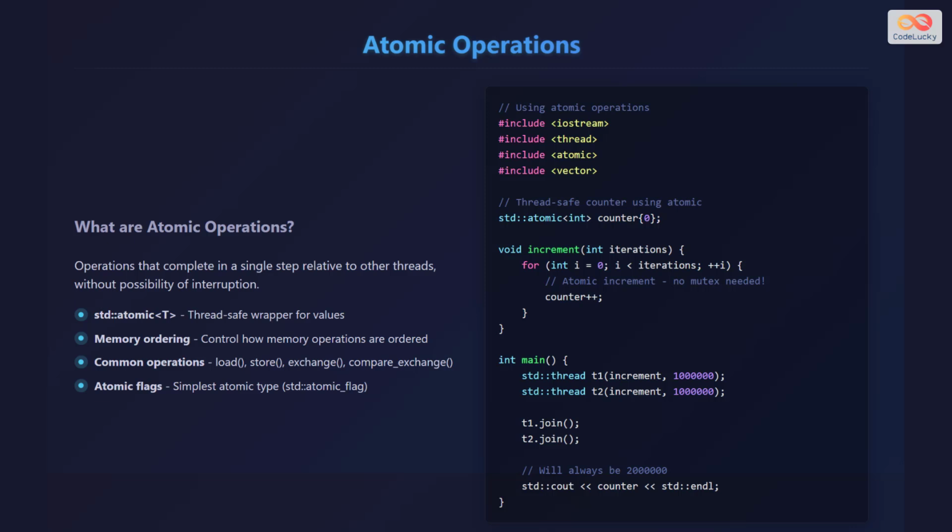We include the iostream, thread, atomic, and vector headers. We declare an atomic integer named counter initialized to 0. Inside the increment function, we loop iterations times, incrementing the counter using the increment operator. This increment is atomic, so no mutex is needed. In main, we launch 2 threads that each increment the counter 1,000,000 times. After the threads complete, we print the final value of counter, which will always be 2,000,000.